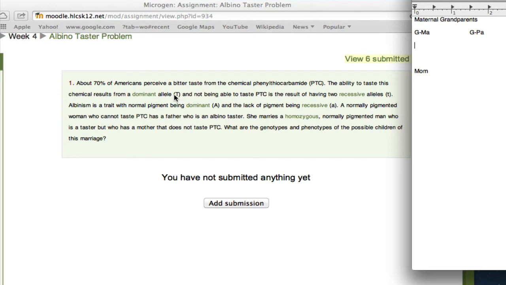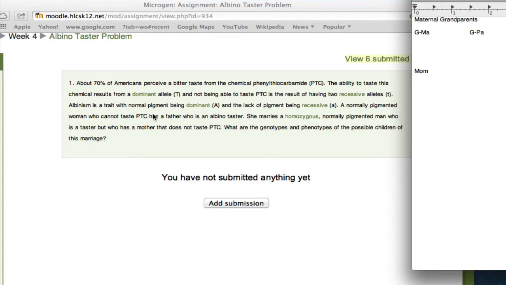So you've got this being able to taste this chemical, which we'll try in class actually, and that's this PTC paper or chemical. The ability to taste it results from a dominant allele T. So if you have one of those, you're going to taste it regardless of what your other gene is. And if you don't have any capitals, if you have two little t's, then you would not be able to taste that chemical. That's the first trait.